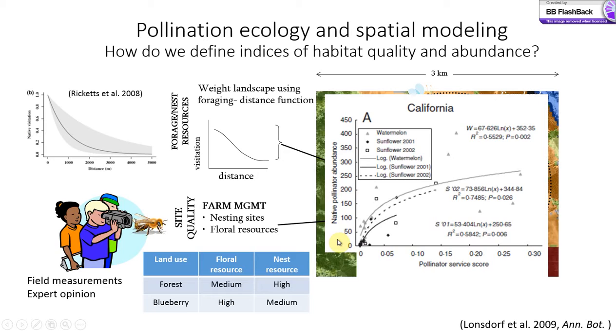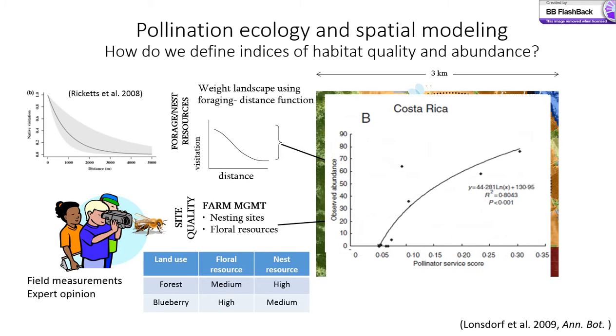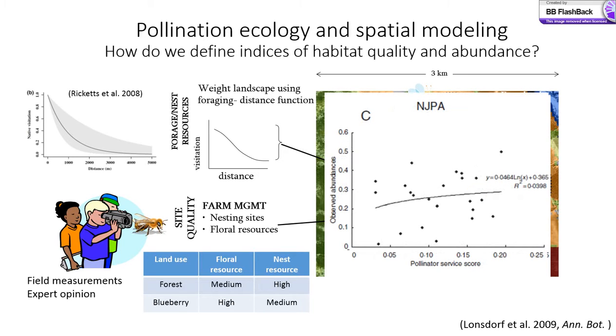The model index fits field observation data quite well. We can find a similar relationship in Costa Rica. But in some other landscapes, the model index did not fit well. It looks like some landscapes have more uncertainty in predicting habitat quality.